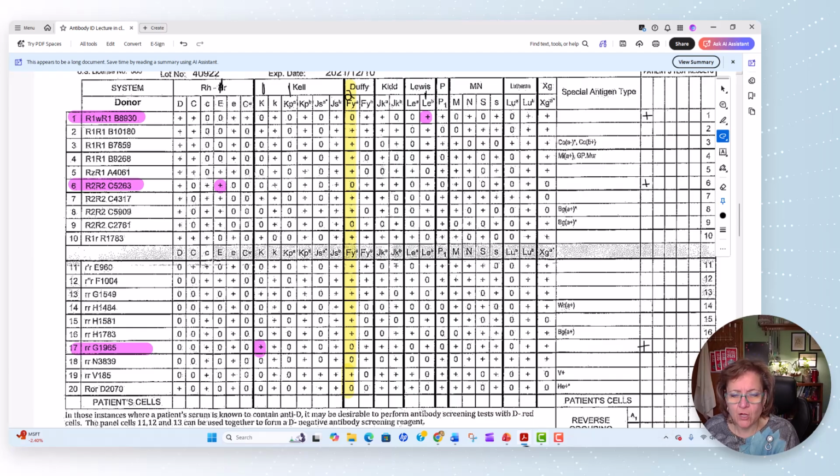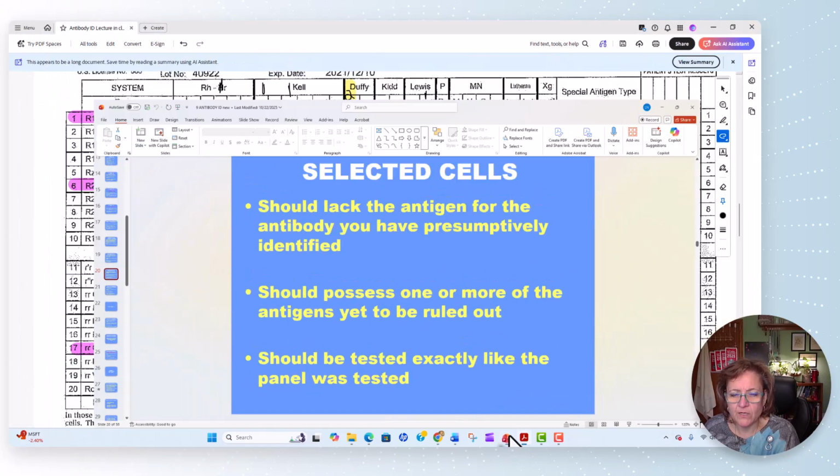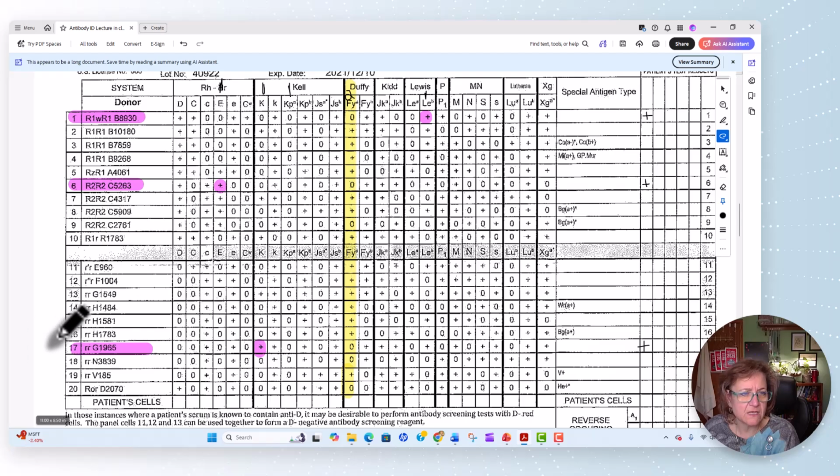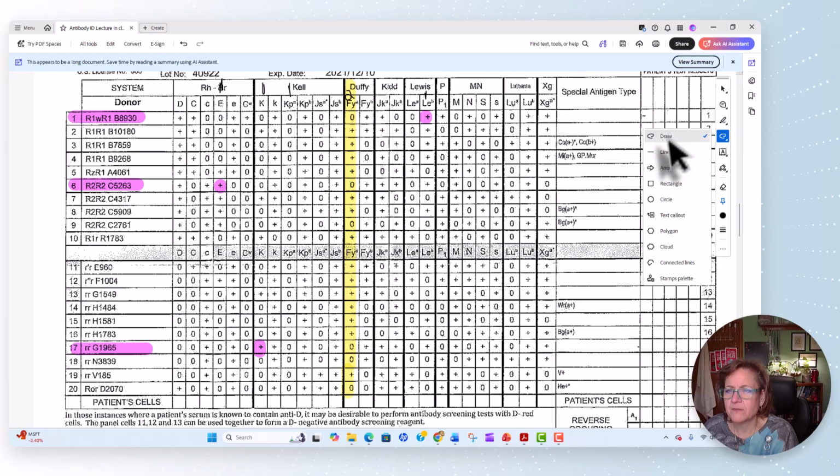So what we're going to do is run this cell 17, 6, and 1. We're going to take these cells with patient plasma, and I lied. I'm sorry. We do not want these to be positive. We want them all to be negative. I don't know what I was thinking. I apologize. Go back. We want all of these cells to be negative.